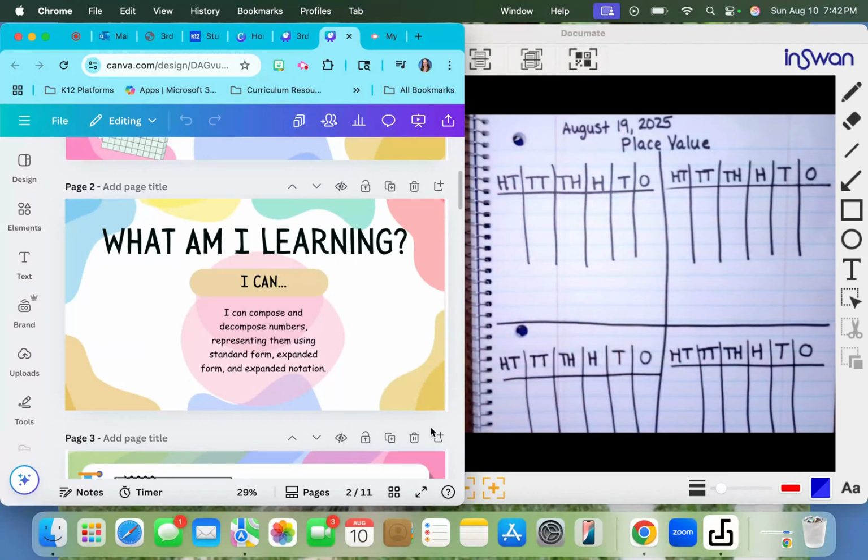And as you notice today, I've already got my place value charts set up because I know I'm going to need some place value charts today. So let's go ahead and get started.